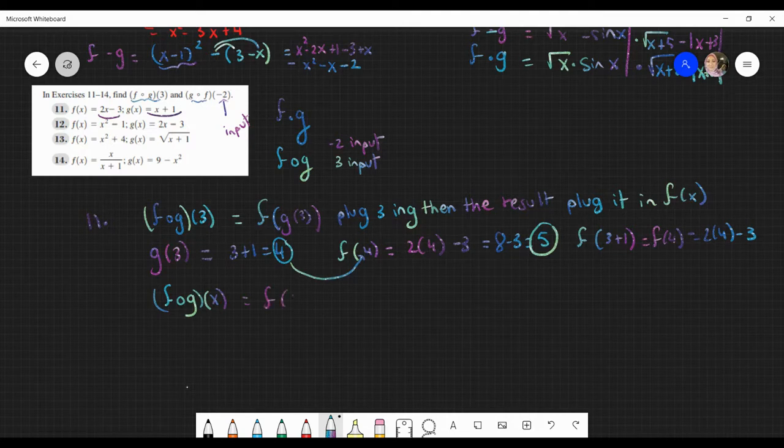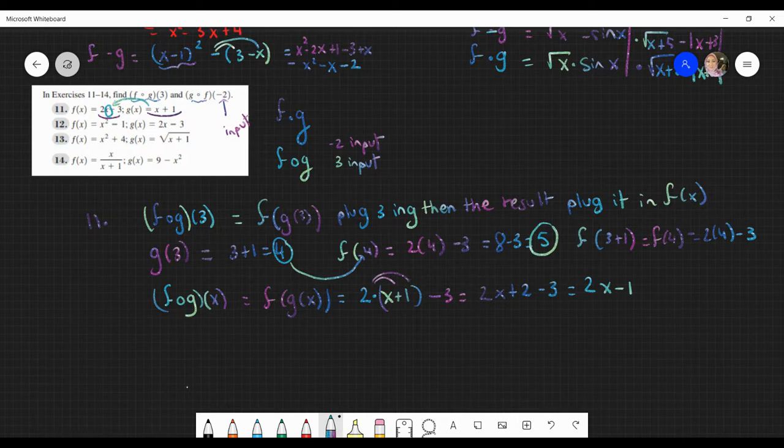So I'm going to plug g of x in f. So I'm going to get the general function. So it's going to be 2 multiplied not by x, but by the whole g of x, which is x plus 1, and then minus the 3, which if I distribute, I will get 2x plus 2 minus 3, which is 2x minus 1.